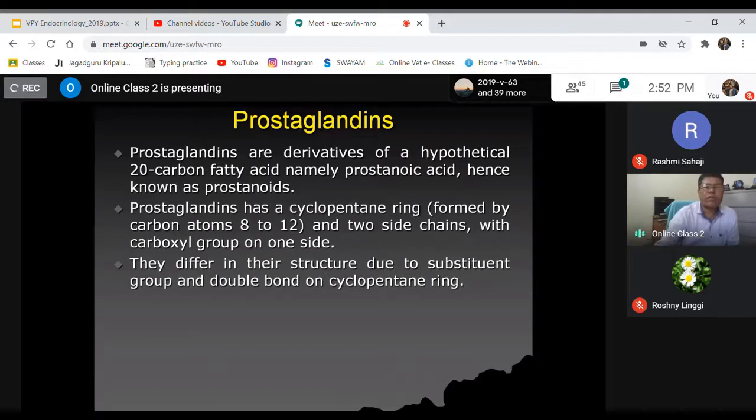They differ in their structure due to the substituent groups and the double bonds on the cyclopentane. So there are different types of prostaglandins. How the different prostaglandins differ depends on the position of the double bond and the functional groups present on this cyclopentane ring. The position of the double bond and the groups attached to the ring make the difference between the different prostaglandins.